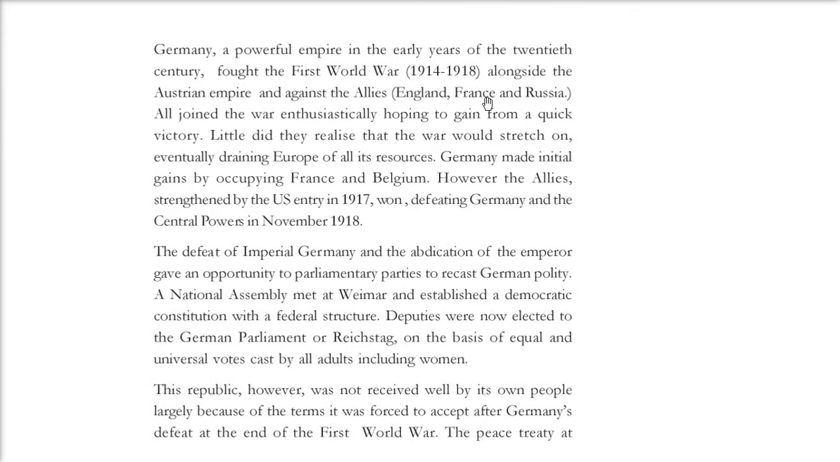previously it was England, France and Russia, but when the United States entered, Germany was defeated, and these are called the central powers. These are allies, and US entry, these allies, they won, and the central powers, that is Germany and other countries, they lost.